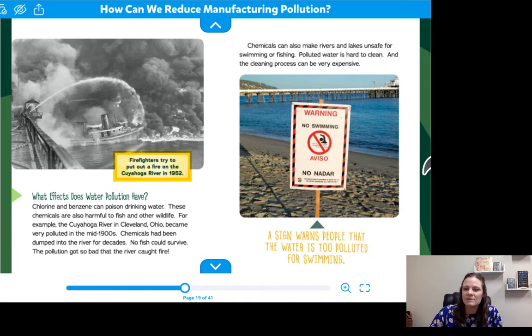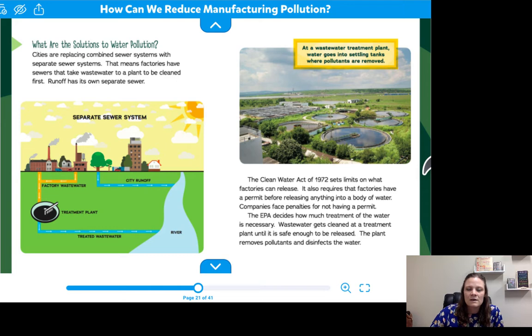Chemicals can also make rivers and lakes unsafe for swimming or fishing. Polluted water is hard to clean, and the cleaning process can be very expensive. A sign warns people that the water is too polluted for swimming. What are the solutions to water pollution? Cities are replacing combined sewer systems with separate sewer systems. That means factories have sewers that take wastewater to a plant to be cleaned first. Runoff has its own separate sewer.